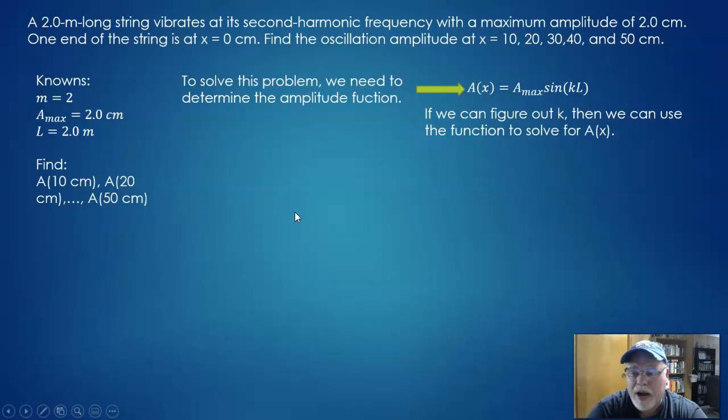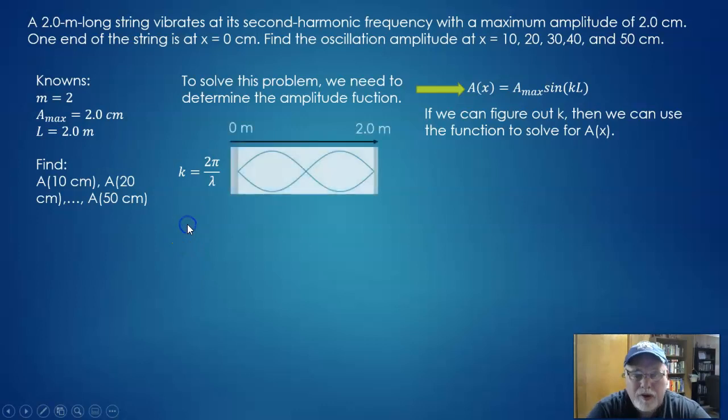So if we can figure out K, then here's the thing. We can substitute that back into our amplitude function right here, and then we can actually solve for the value of A at any point. Well, so what we need is K. K is 2 pi over lambda. So what is the wavelength?